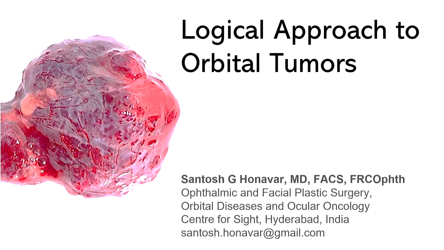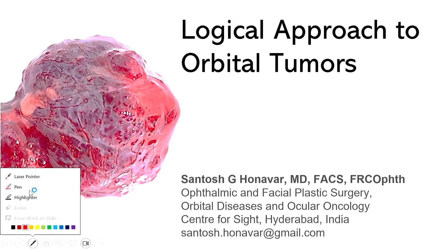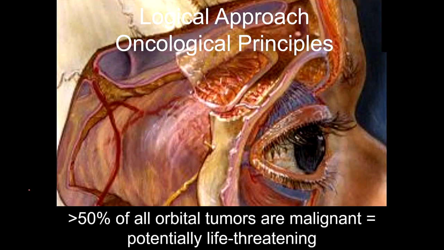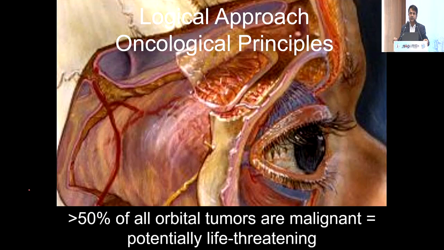Thank you, Seema. I'll be speaking about the protocol for the management of orbital tumors for the next 10 or 12 minutes. The orbit is a Pandora's box. There is a lot of evil in it, which is actually true, because 50% of orbital tumors that you see happen to be malignant tumors, where there is concern about life salvage as well, apart from eye and vision salvage. So your protocols have to be very well defined.